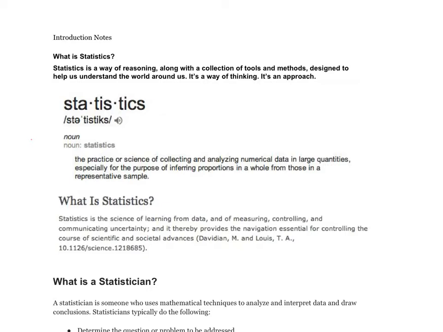The point of today, if you watch the first video, is to talk about what is statistics. If you just follow along, statistics is a way of reasoning along with a collection of tools and methods designed to help us understand the world around us. It's a way of thinking, it's an approach. So we're going to learn a way to view the world that's a little different than you're probably used to. And I like that they say it's a way of reasoning, it's a way of thinking.